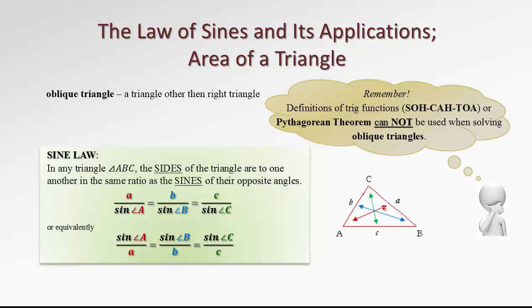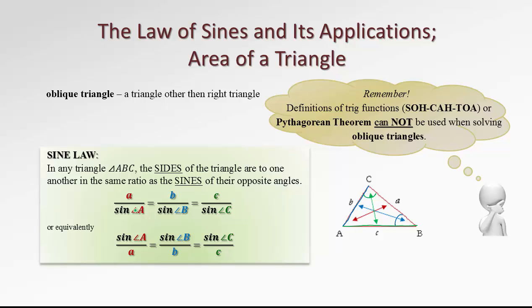Now we can create ratios between the length of the side and the sine of the opposite angle. For example, A over sine of angle A. This ratio is the same if we use the B pair or the C pair. So looking at the blue pair, the side B, compared to sine of the angle B, is the same as the green pair, the side C, compared to the sine of the angle C.